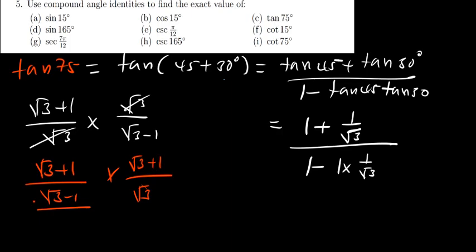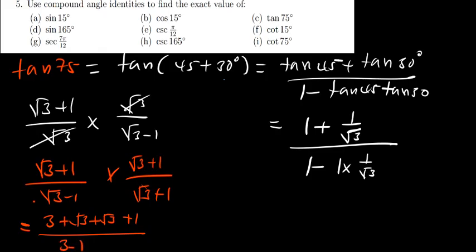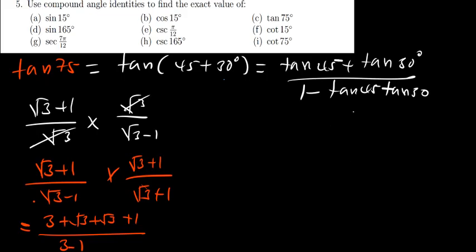I'm getting the conjugate of that. So let's see. Root 3 times root 3 is 3. Root 3 times 1 is root 3. 1 times that is again root 3. 1 times 1 is 1. The down part, just square the part having negative, and you end up having 3 minus 1. When you do that, it will be 4.